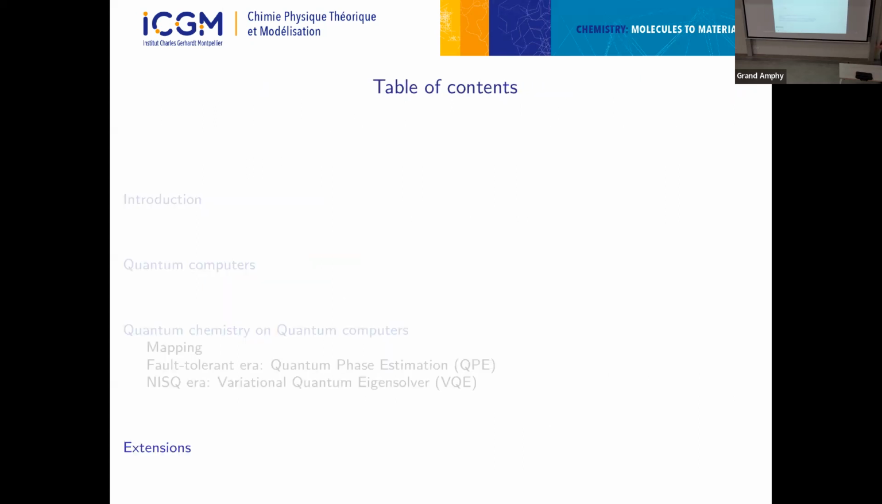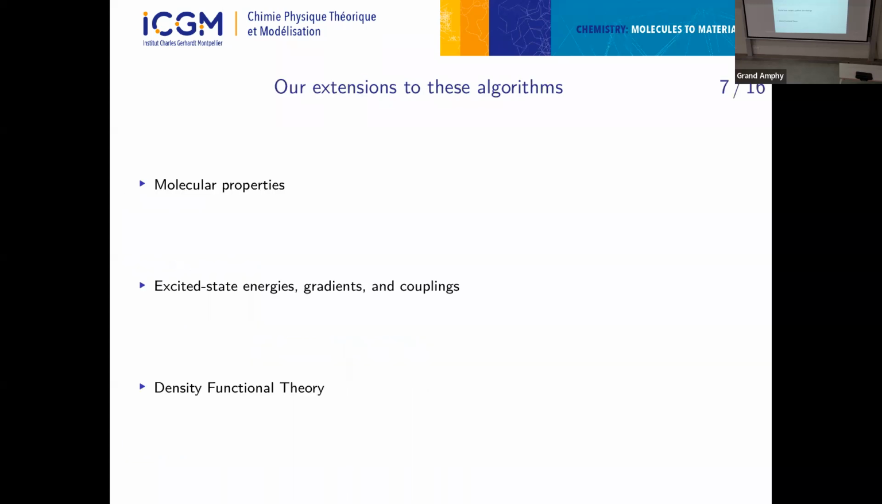Okay, so those are the two main algorithms that have been developed so far in quantum computing. There have been several extensions of them as well, but here I would like to give you some examples that we have done in Montpellier. Very fast, without much detail, just to see what we can actually do. I showed you that we can extract the energies, but that's not the only thing we are interested in in chemistry. We are interested in molecular properties, energy gradients.